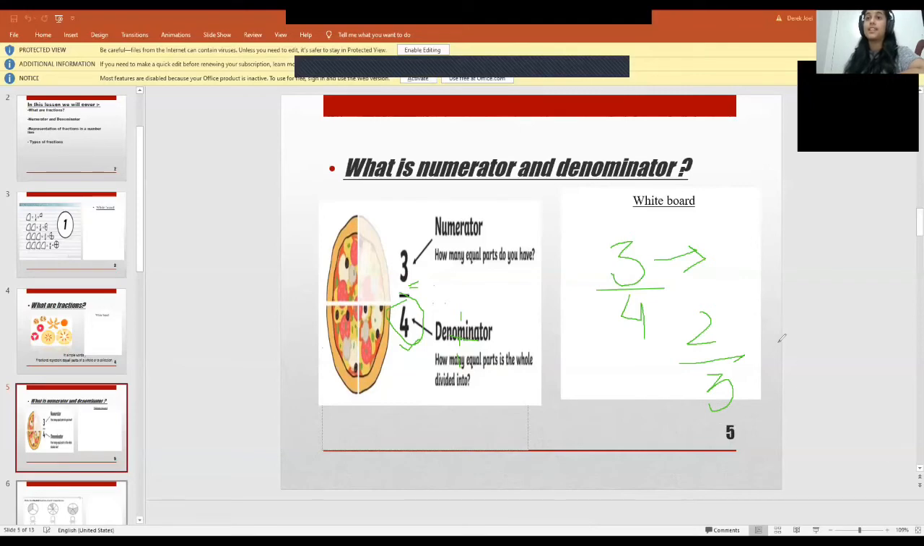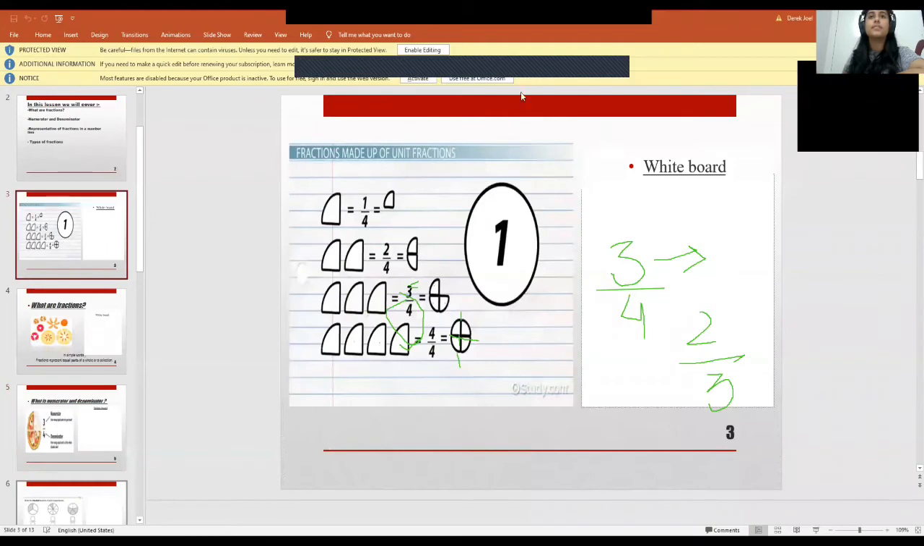Yes. So 2 is your numerator and 3 is your denominator. Now if we go back to the previous slide, let's just clear all my drawings. If you look here, you have a line. Above the line, you have number 1.